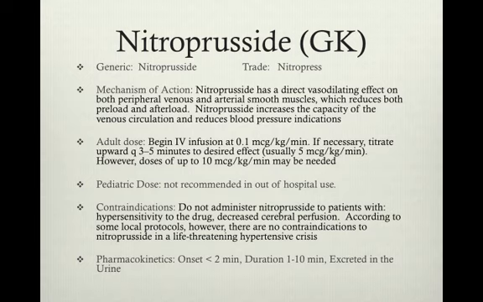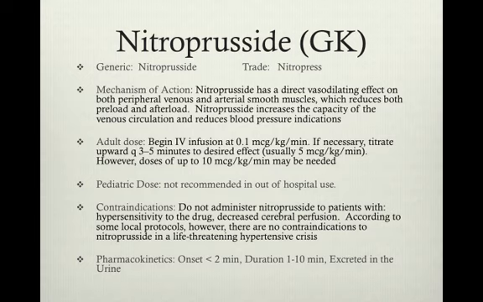Please take a look over this. You will probably see some of these in clinicals. Adult dose, 0.1 mics per kilogram per minute. If necessary, titrate upward every 3 to 5 minutes to desired effect. Usually 5 mics per kilogram per minute.